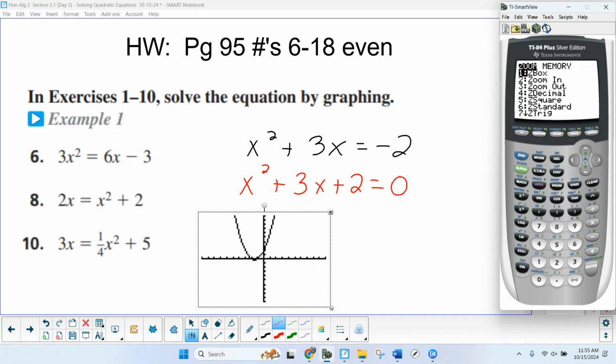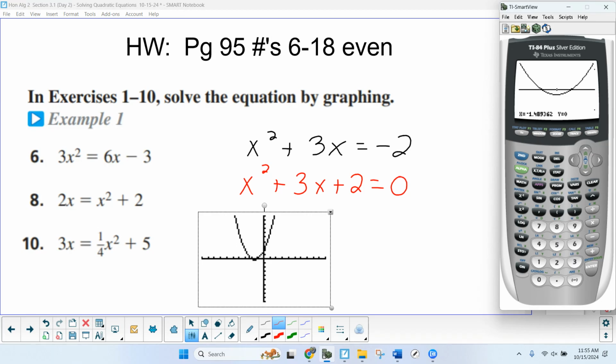So if you go to zoom in number 1, which is box, I now have a floating cursor. And wherever I hit enter, that will be one corner of my box. And I'm going to make another corner of the box. And this box will now become my new window. I'm going to hit enter. Now I can see it does intersect at 2 places on this one.